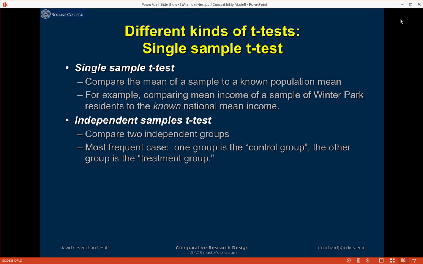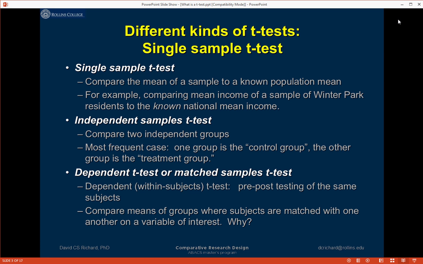The second type of t-test is called an independent samples t-test. That's when you compare two independent groups. By independent we mean that they're not related to one another in any way. The most frequent case is when we have one group being the control group, which stands in for essentially the population as a whole, and the other group is the treatment group, the group that receives some sort of intervention or treatment designed to change their behavior or change an outcome. So the control group is the untreated group, and the treatment group is obviously the treated group.